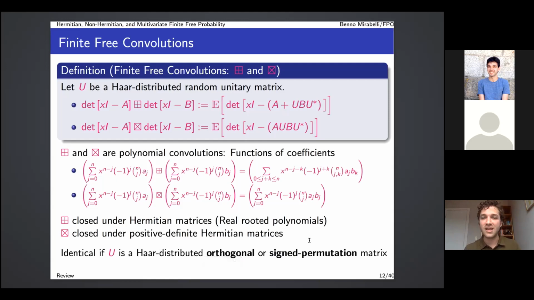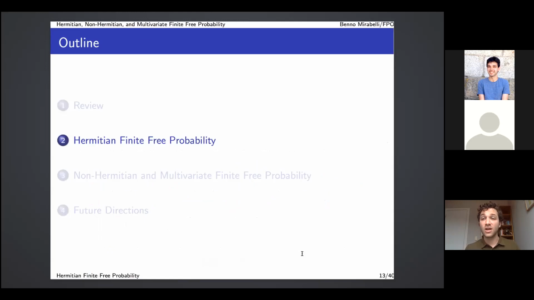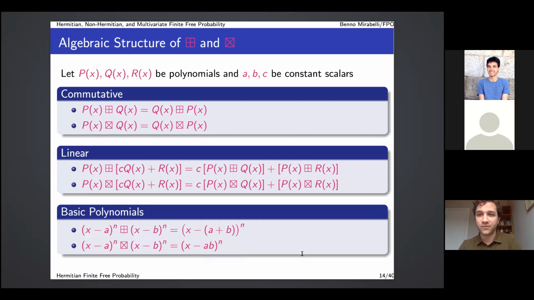Also, a nice property here is that instead of taking a unitarily invariant sum, if I take a sum over the equivalence classes over the orthogonal matrices or over sign permutation matrices, I get the exact same convolution for the expected characteristic polynomials. This is interesting because physicists really care about this orthogonal equivalence class, and computer scientists studying random graphs care about this equivalence class over sign permutation matrices. So the study of these two underlying convolutions really is what Hermitian finite free probability is. It's just studying these two convolutions.